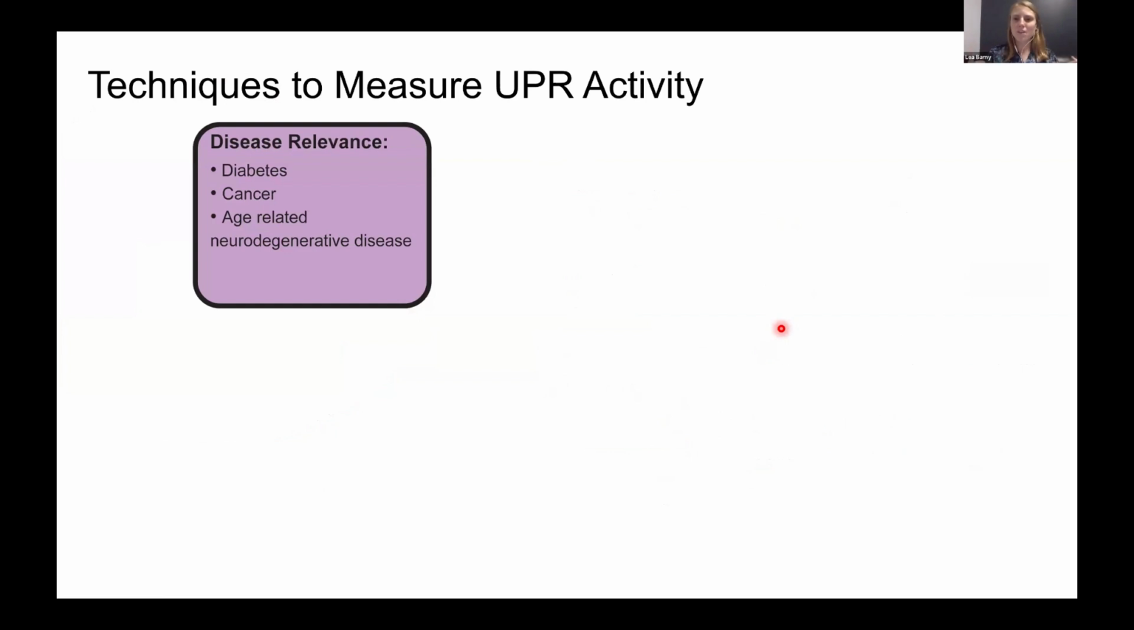The UPR, whether it's overactive or underactive, is known to be involved in numerous pathologies, including diabetes, cancer, and age-related neurodegenerative disease. However, our understanding of how the UPR plays a role in these diseases is mainly hindered by the challenges that studying the UPR entails.